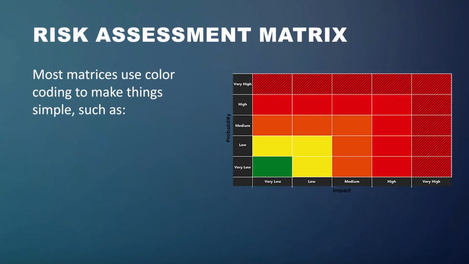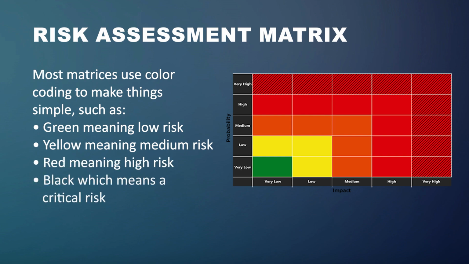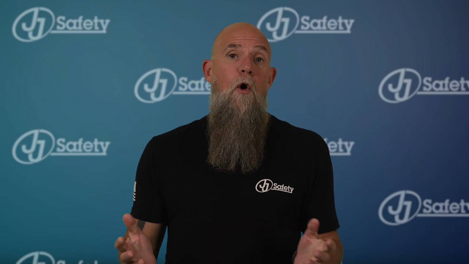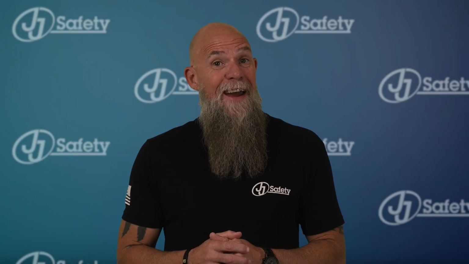Most matrices use color coding to make things simple, such as green meaning low risk, yellow meaning medium risk, red meaning high risk, and black, which isn't seen often but does mean a critical risk. The goal? That's to quickly identify what could cause serious harm and act on it.